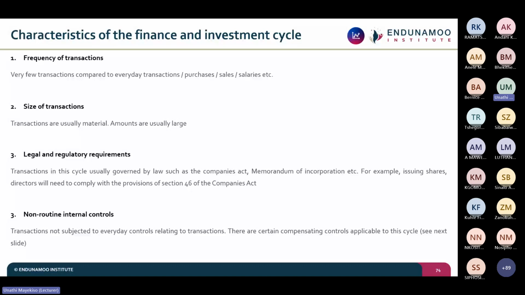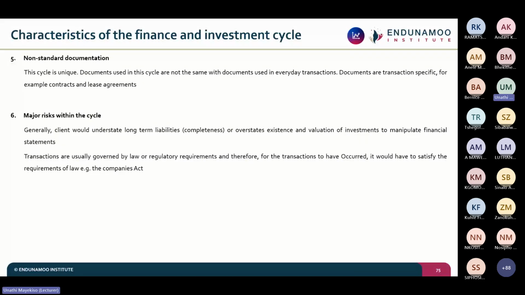Non-routine internal controls, so things that don't happen every day. Again, you don't buy buildings every day. And then there's non-standard documentation, which means there'll be contracts and things. So not these sequentially numbered invoices or picking slips or stuff that all looks the same.